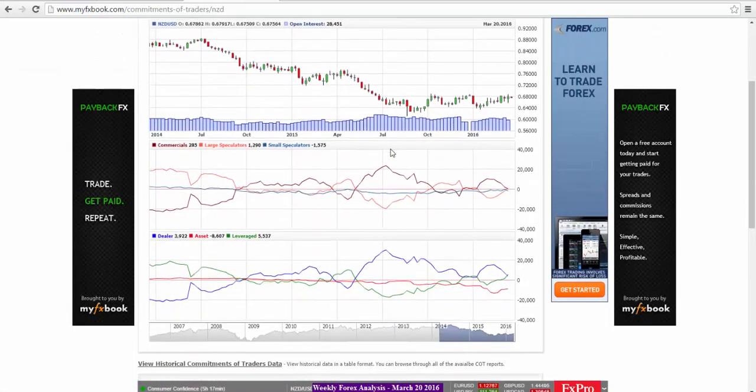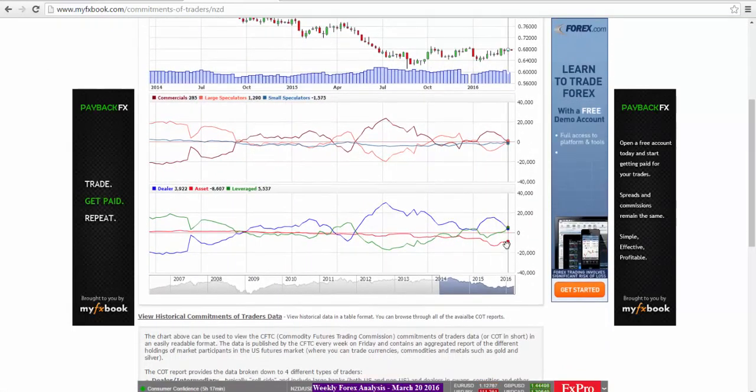Going over to the New Zealand dollar here, we see the leveraged funds have actually crossed over above the zero line, so they have gone long in their positions. And between last week and this week, we see an increase in the long positions. So this is bullish for New Zealand dollar as well.